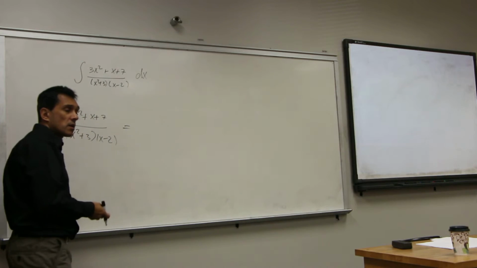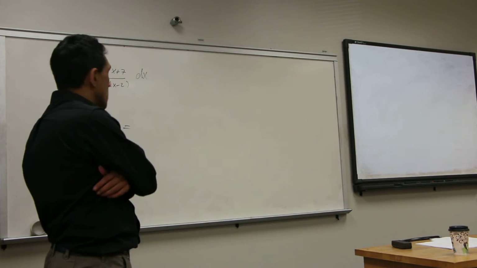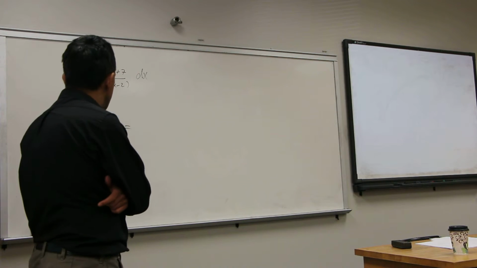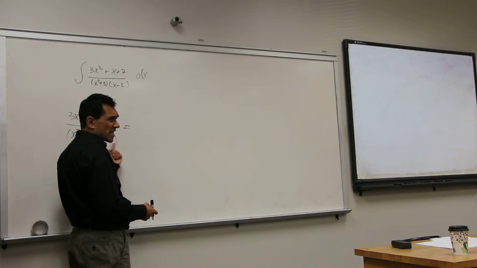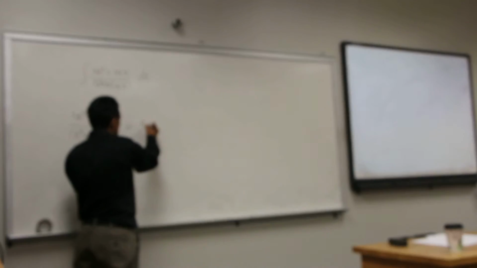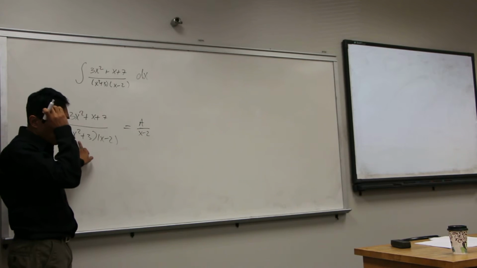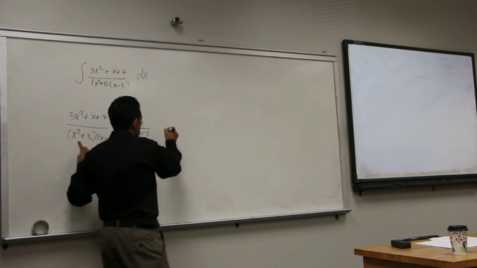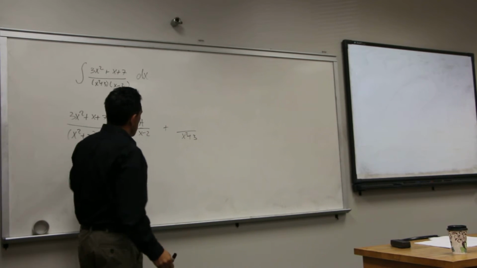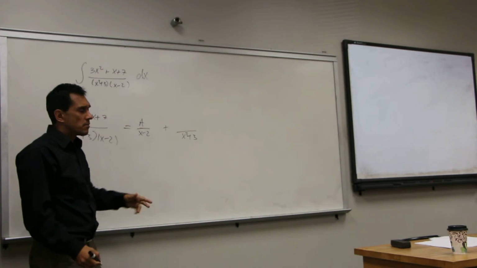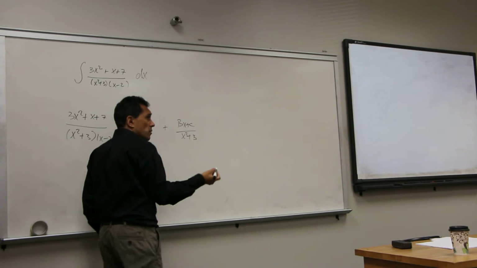with such a rational function? Well, this is linear, so there's nothing to do with it. It's just a over x minus 2. But this is irreducible, so you have to keep it. And what is on the numerator? bx plus c. And you have to find the a, b, and c.